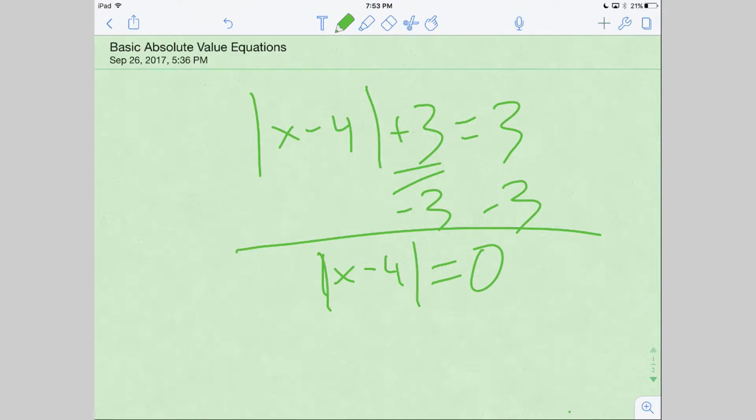So if we wanted to try to split it into two cases like last time, this is what we'd get. We'd get x minus 4, well, could equal positive 0, or x minus 4 could equal negative 0.